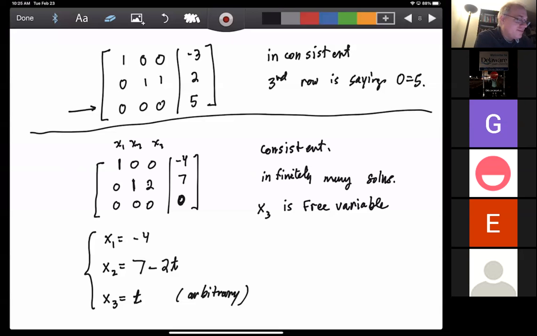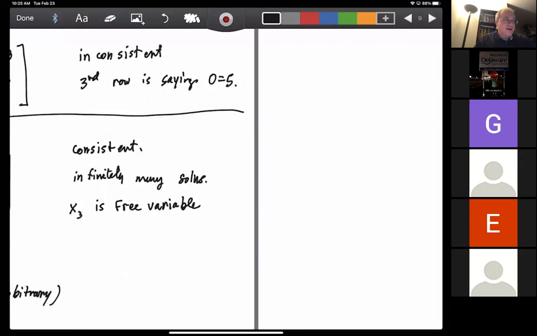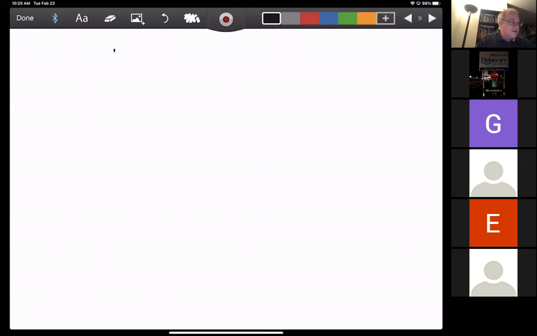So would a pivot for x3 look like a 1 in row 3, column 3? Yeah, we would need a 1 there to have a pivot for x3. Okay, any more questions on this problem? I'm glad you guys are asking questions. So let's do another one here.